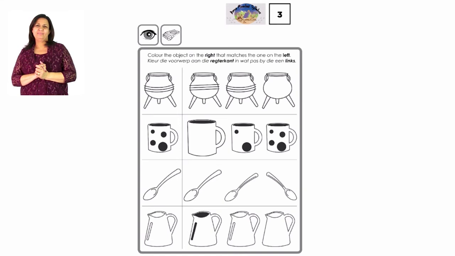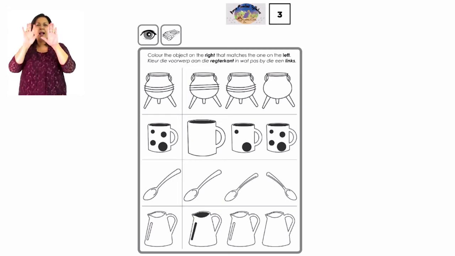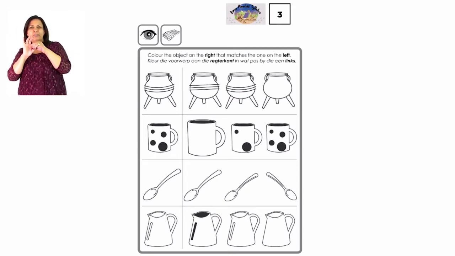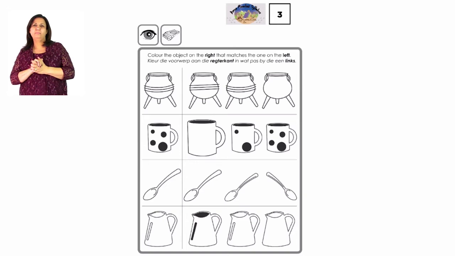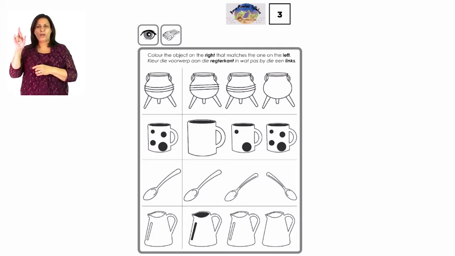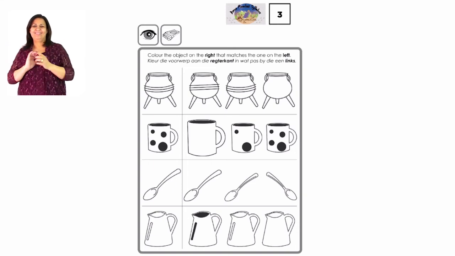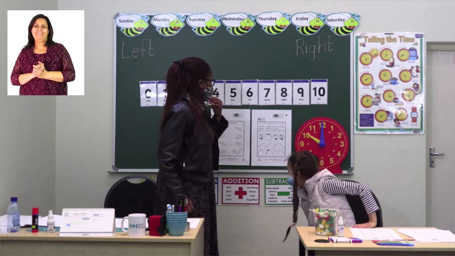On page 17, I will read the instruction for you. It says, color the object on the right that matches the one on the left. You remember I explained and I showed you in the last lesson which one is your left hand and which one is your right hand. Let's go again to the board. I have my worksheet pasted on the board.